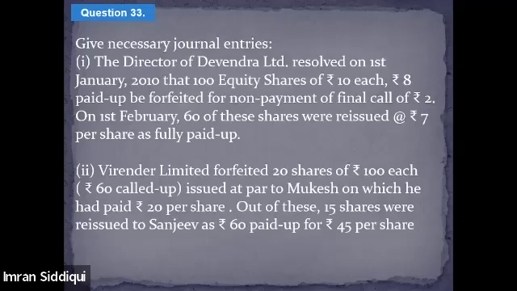Again, in this question, the paid up value of the share is not given in the question. Don't get mistaken by the word paid up. It says 60 of the shares were reissued at rupees 7 per share as fully paid up. That means we have reissued 60 shares out of the shares that we have forfeited for rupees 7 per share. So you need to pass the entry for the forfeiture as well as for the reissue of shares.